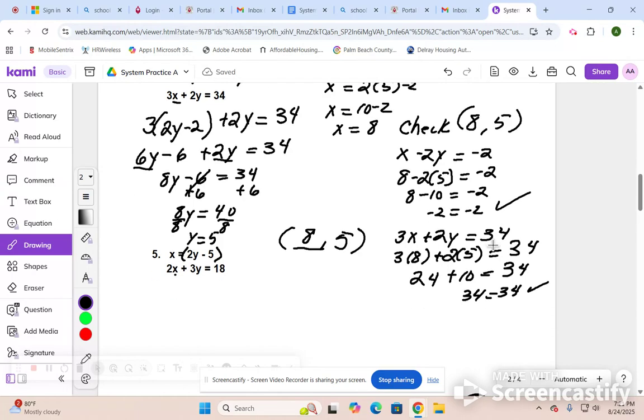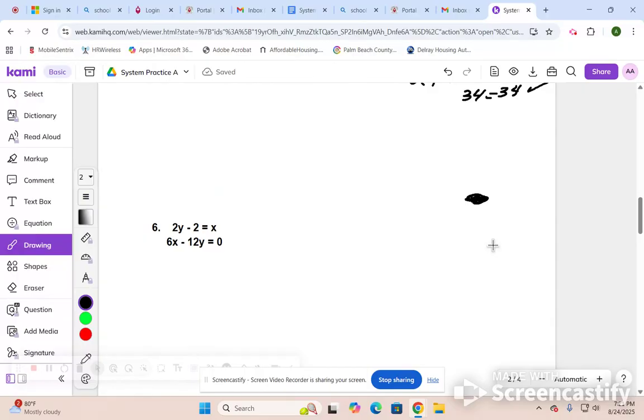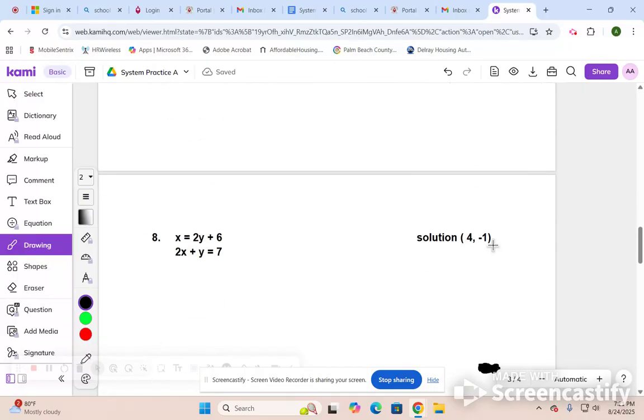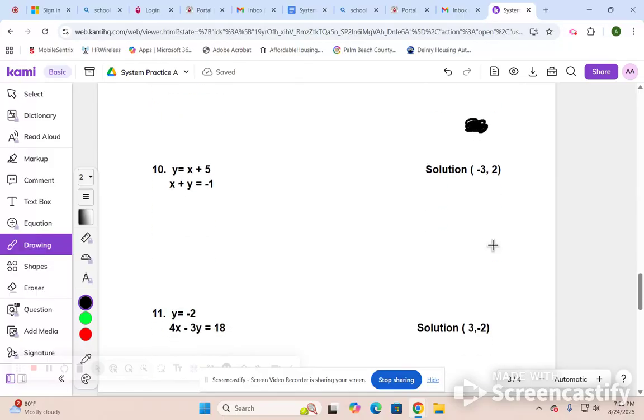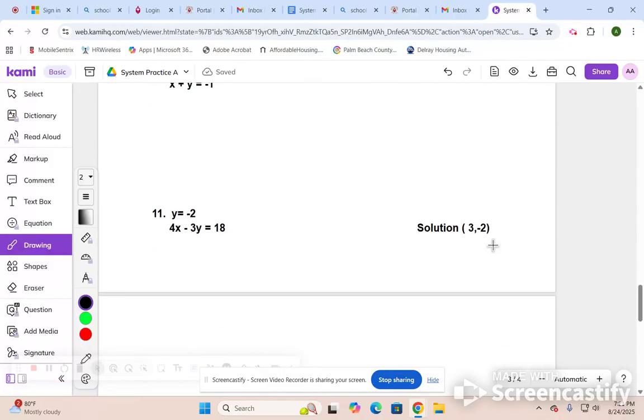All right, I'm going to look at a different problem with you. Actually, an easy one. So I'm going to look at number 11. Okay, this is actually the easiest one. So they gave you a replacement value for y. All you're going to do is replace y with negative 2. So let's do that. So we'll have 4x minus 3 times negative 2 equals 18. Okay, 4x plus 6, because negative 3 times negative 2 is positive 6.